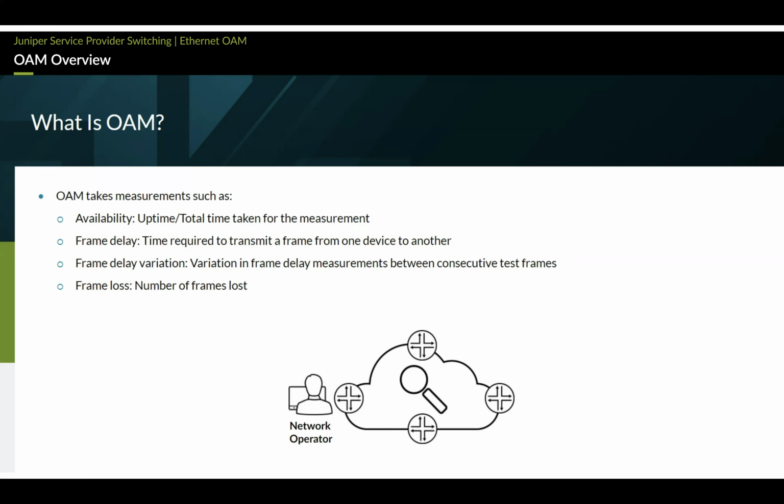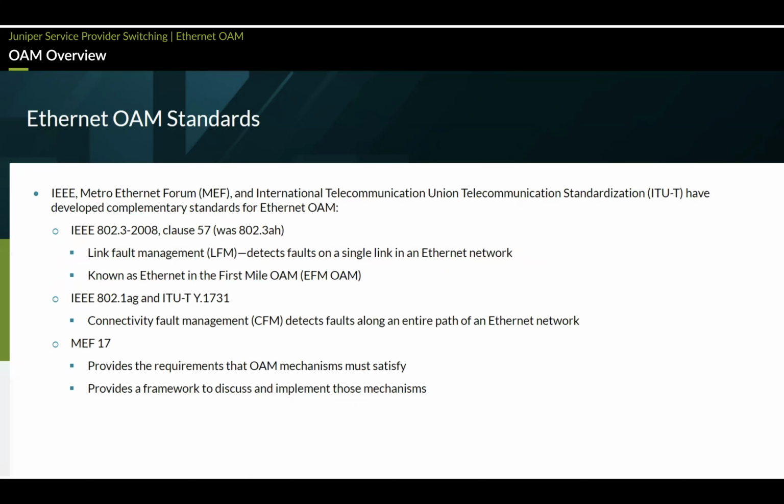Frame loss is the number of frames lost. It can happen due to a fiber leak, a loose connection, or device malfunction, or if the link is overutilized. If your link is overutilized, you will get frame loss. So these are the OAM measurements. In OAM, we should look over these points.